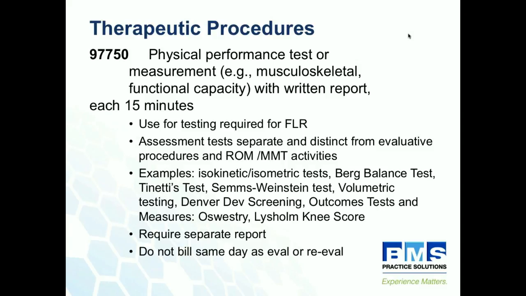So let's talk about that. Now, for the physical performance test, the time you spend doing the testing with the patient, as well as the time you spent scoring it, reviewing that score with the patient, and the significance of that score to the patient's condition and their progress towards their goals, you should be reviewing that with the patient each time you give them those tests. So you would count all that time and then look at the 15-minute code and see how many units you can bill, depending on how many tests and measures you use.